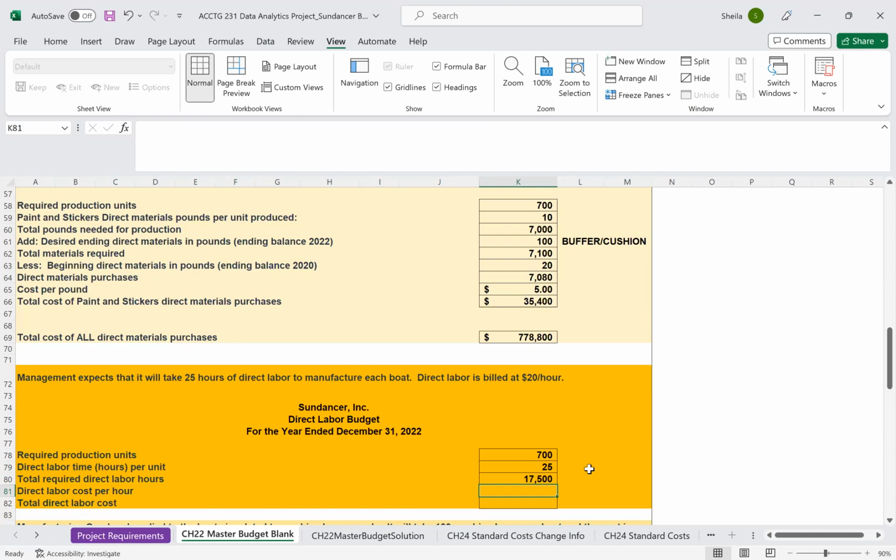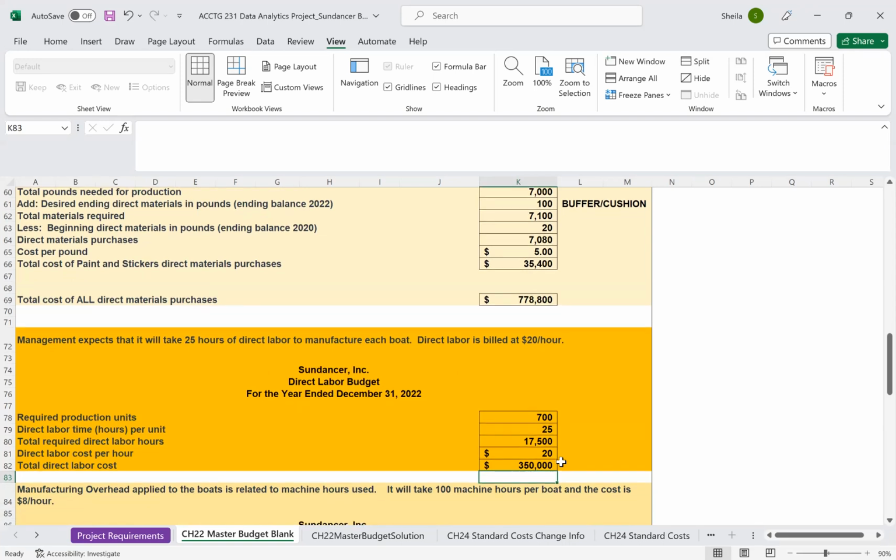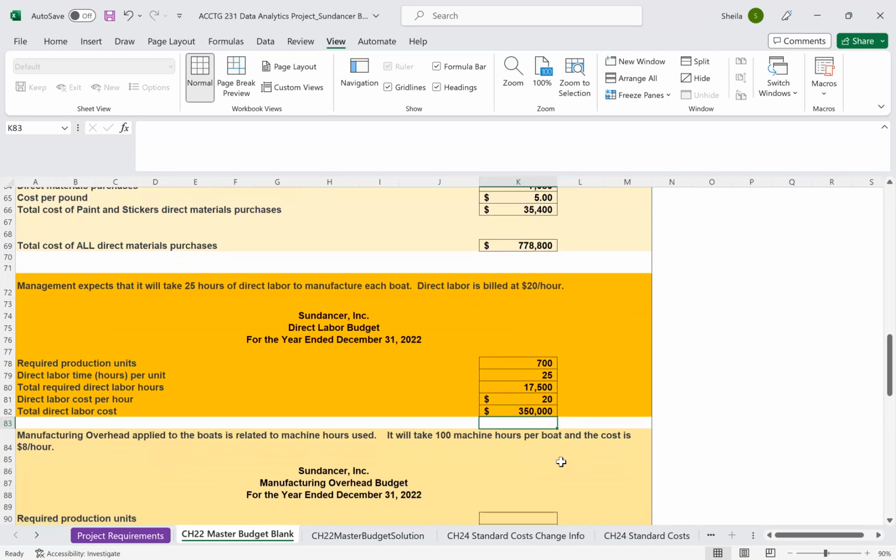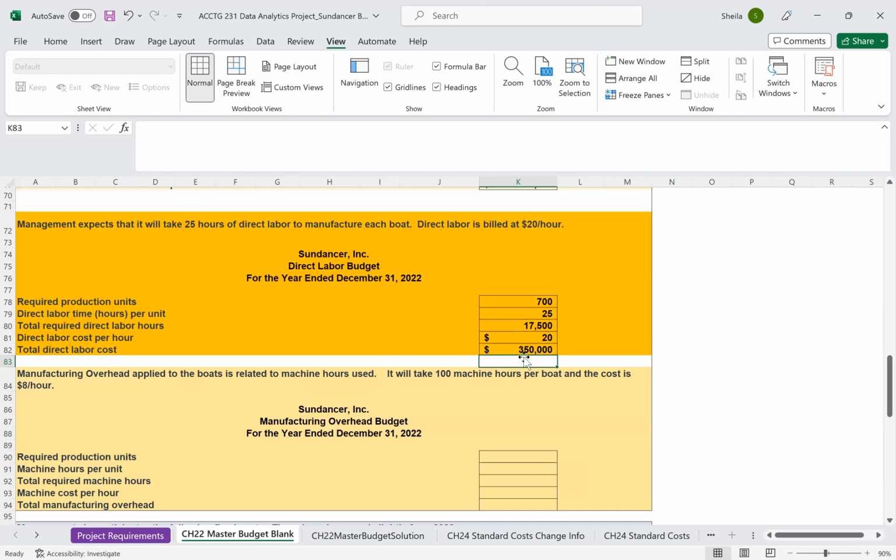And then wages, benefits, taxes, what's the cost per hour? So that's listed as 20. So then we just take that 20 times the 17,500. So our direct labor costs that we need to budget are 350,000.